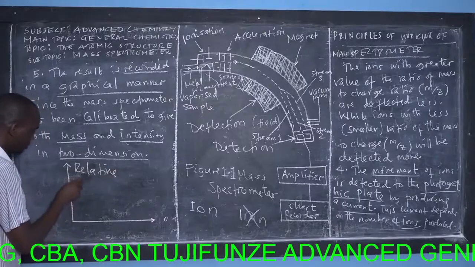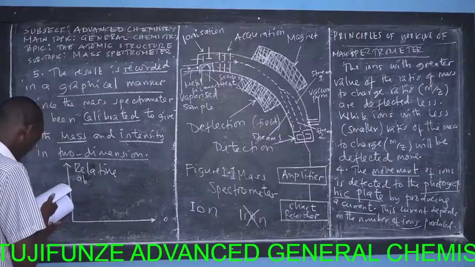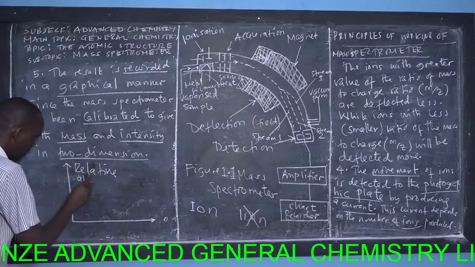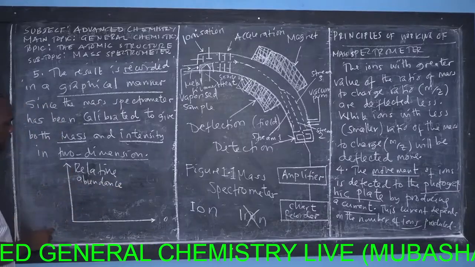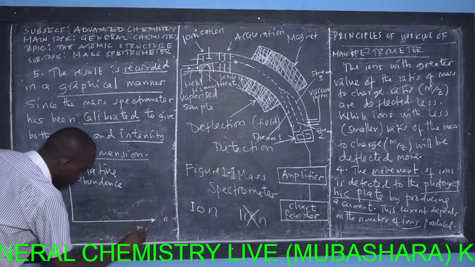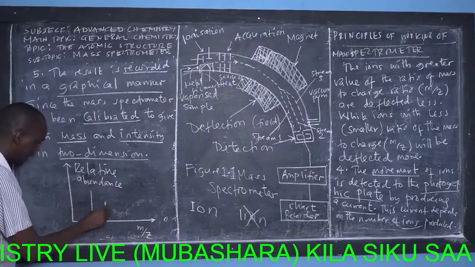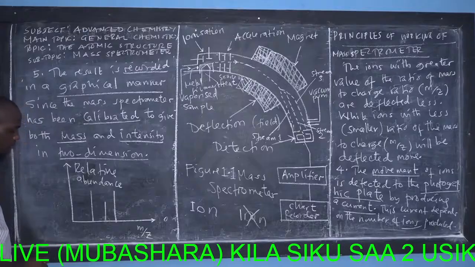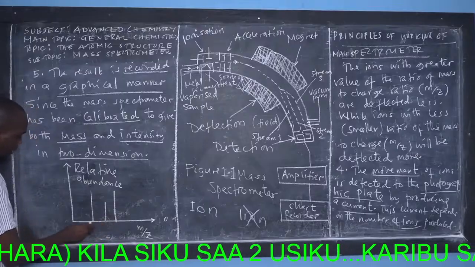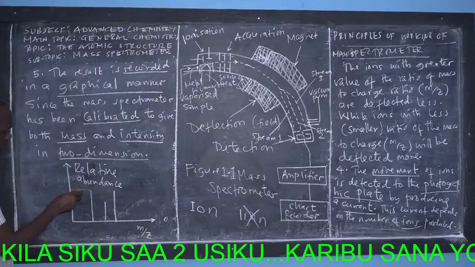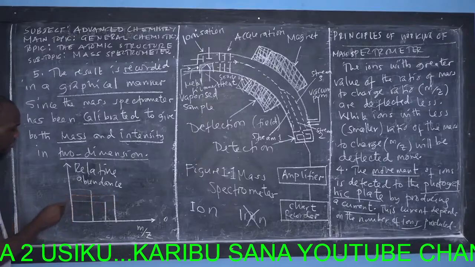Relative abundance. The vertical axis will be representing relative abundance, while the horizontal axis will be representing the mass to charge ratio. So if, for example, an element has 3 isotopes, then you will see lines like this one. This is the first mass to charge ratio, the second mass to charge ratio, and this is the first relative abundance, the second relative abundance, and suppose that this is the third relative abundance.